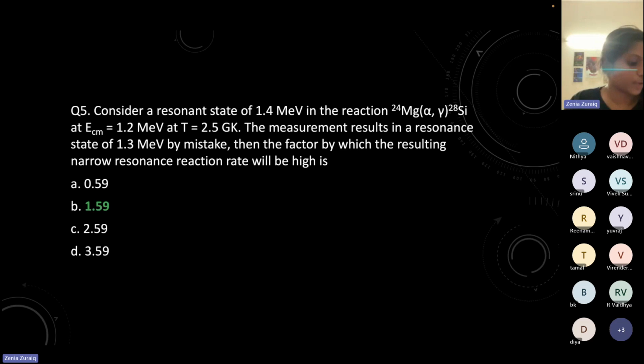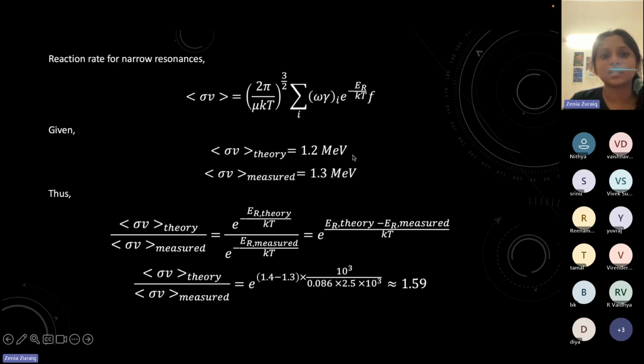The answer is 1.59. So the one person who answered has done it correctly. Very good. If you don't know how to solve, just tell me, so then I will know whether you're solving or not. Basically, this is the reaction rate for narrow resonances. This was derived in the class. I have not discussed it today because I already had to discuss the shell model. If you have any doubt, please go to sir's lectures and look at it. And if you want me to cover this, I can maybe cover it in another class.